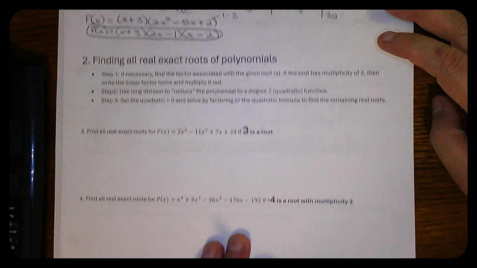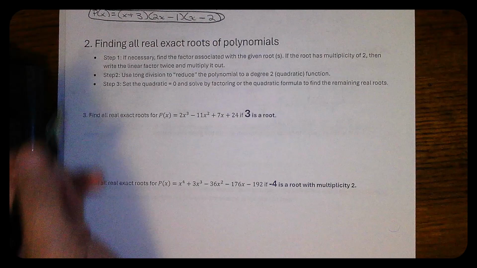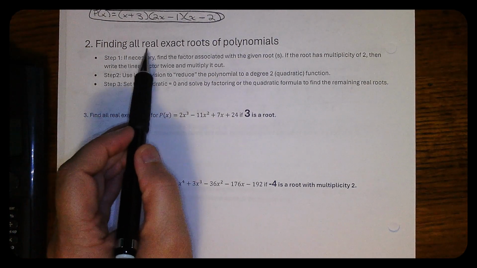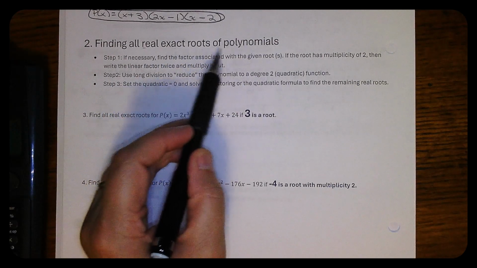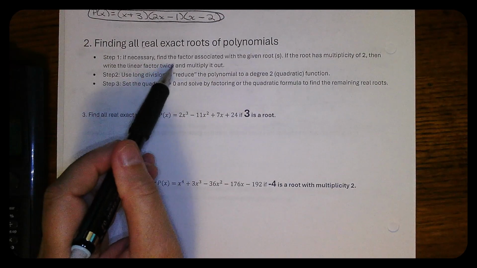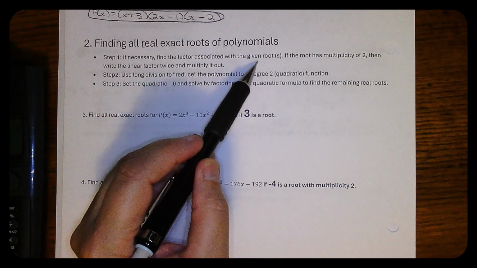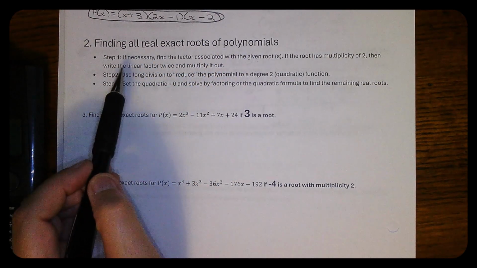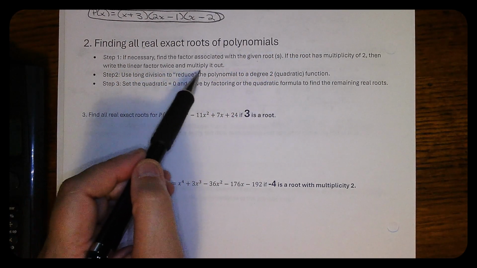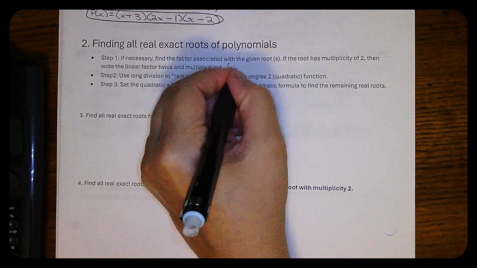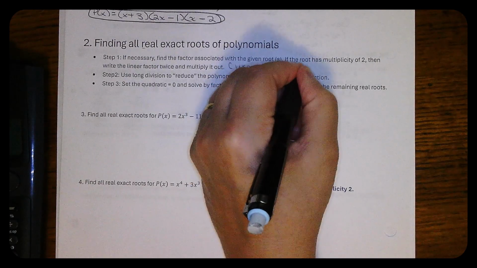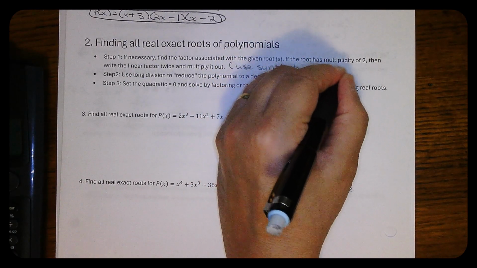Okay, let's keep going. So there's a different type of question, and this one says finding all real exact roots of polynomials. Okay, step 1, if necessary, find the factor associated with the given root. If the root has a multiplicity of 2, then write the linear factor twice and multiply it out. Or you can use synthetic division 2 times, and I think I'll demonstrate that.